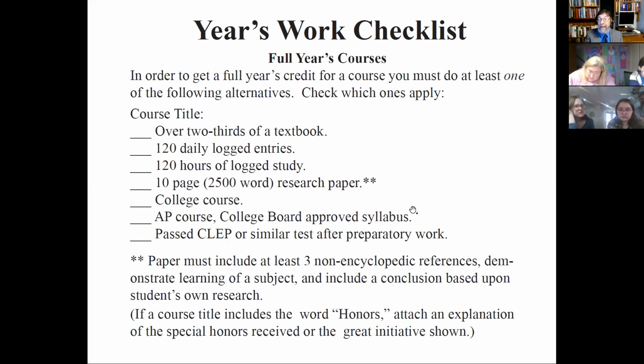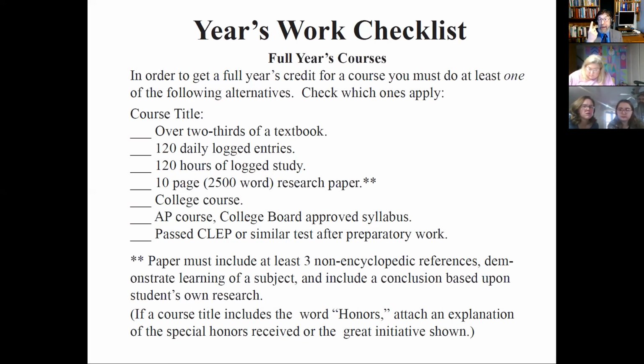Now you can do an AP course with a college board-approved syllabus. For example, all of the courses you'll learn about from Pennsylvania Homeschoolers AP Online today are advanced placement courses with college board-approved syllabuses. What is AP? AP means advanced placement. You take an exam in May. Actually, some exams aren't going to be given until June this year, but that's unusual.